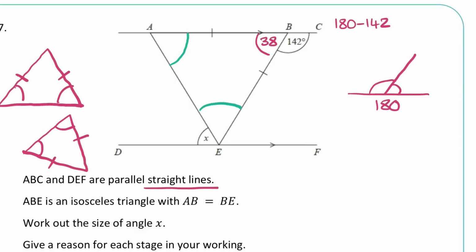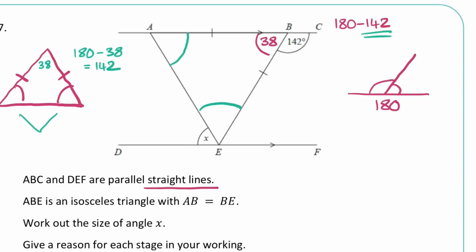So we want to find out what they are. If the top angle in an isosceles is 38, we want to take that away from 180, which we actually already did over here. So we know that's 142, but we'll write it down anyway. 180 minus 38 is 142.